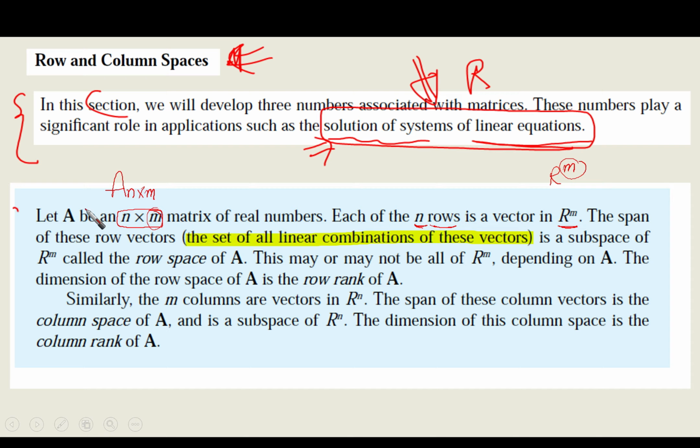Okay, now let A be an n by m matrix. It is a matrix of real numbers with n rows and m columns. Each of the n rows is a vector in Rm. So we have n rows, and each row in the matrix, the first, second, third and so on, is considered to be a vector. A vector of what? A vector over the columns, so it is a vector in Rm, where m is the number of columns.